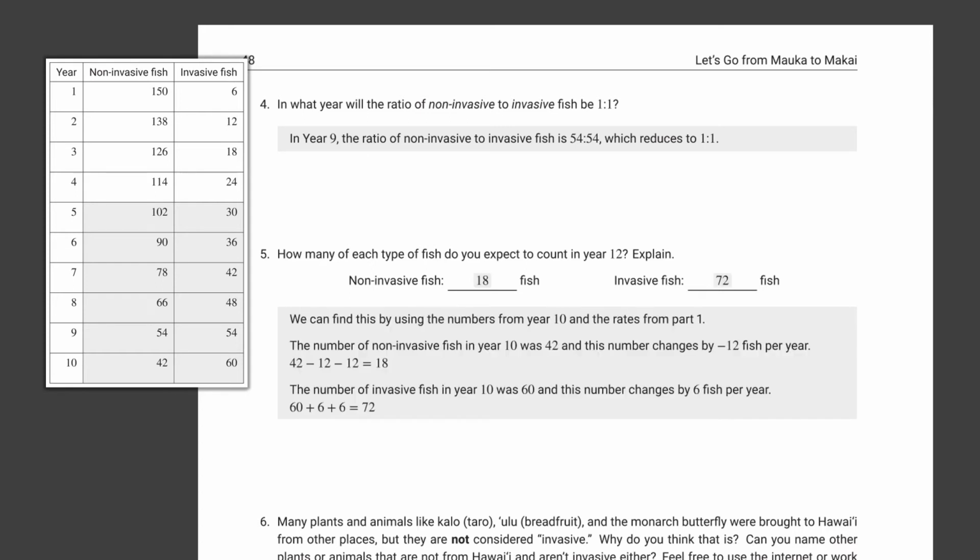Okay, welcome back. As you can see, the number of non-invasive fish goes from 42 in year 10 to 30 in year 11 and 18 in year 12. We can also see that the number of invasive fish increases from 60 in year 10 to 66 in year 11 and 72 in year 12. Here is the result.